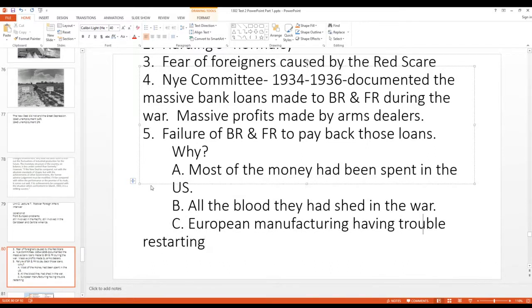And European manufacturing was having trouble restarting. So even after the war, Europe was still having to buy a lot of stuff from the United States. So this created a lot of anti-American feelings in Europe, which created, in retrospect, a turnaround on that, anti-European feelings in America.